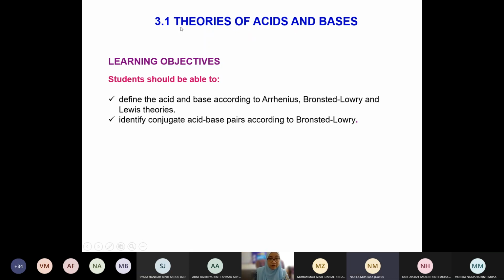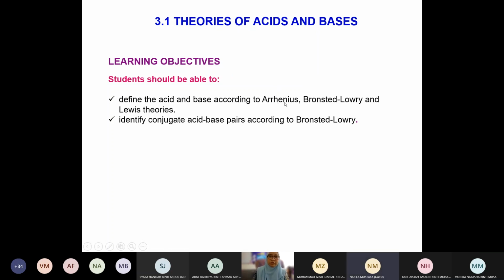We have theories for acids and bases. As you can see, we have only 2 learning objectives. You have to define the acid and base according to Arrhenius, Bronsted, and Lewis theories. As you can see, we have 3 theories for acids and bases. In SPM, during your SPM time, you don't have this. I believe that you were not exposed to any of these theories, but the one that you've learned, I believe, comes from Arrhenius, not Bronsted-Lowry, not Lewis. It's just that it's not specified. This is based on Arrhenius.